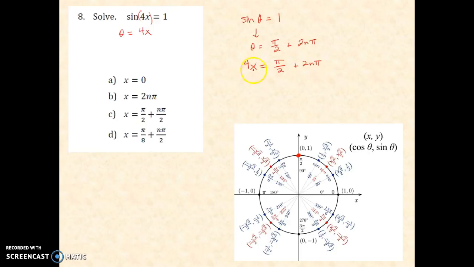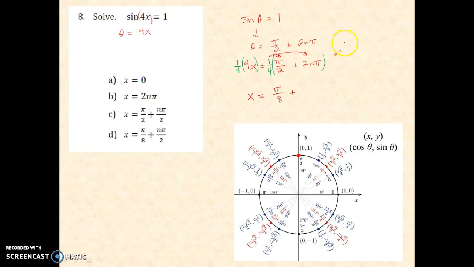And then to find out what x equals, I just have to divide everybody by 4, which is the same as multiplying everybody by 1/4. So I'm going to multiply the left side of the equal sign by 1/4. And I'm going to multiply the right side of the equal sign by 1/4. 1/4 of 4 is 1, so that's 1x, which is x. And then I'm going to get pi over 4 times 2 is 8, plus, and I have to distribute, is going to be 2n pi over 4.